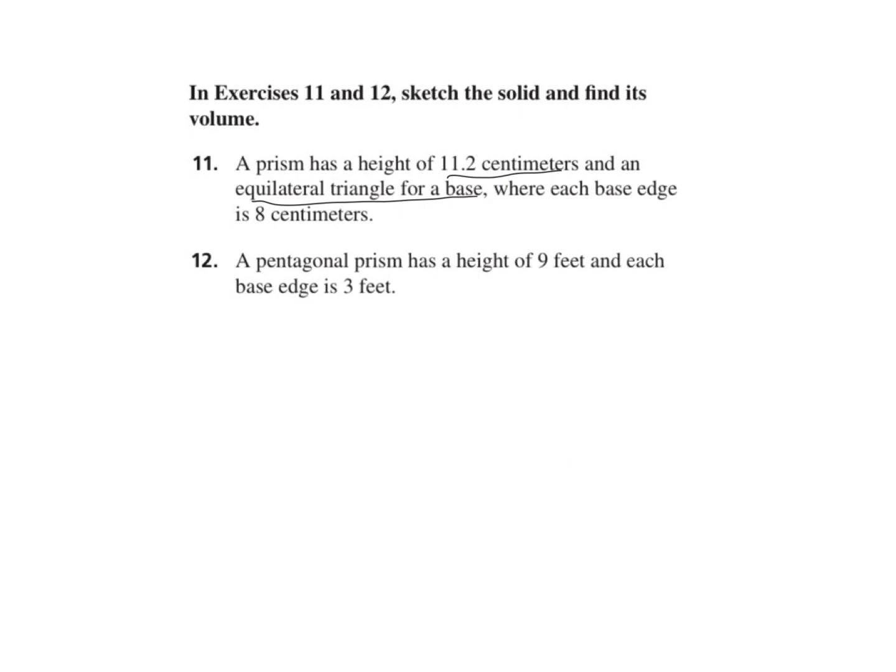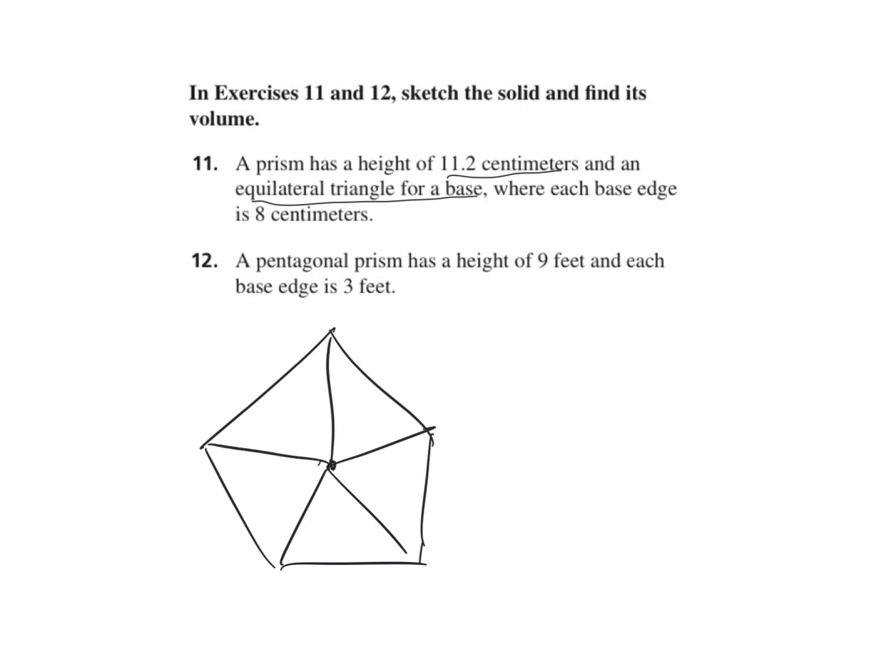A pentagonal prism. So first of all, let's talk about how to get this. The answer is 139 something, I think. So here's how you actually do this. If you make triangles from the center, that means there's 5 identical triangles. So if I take 5 times the area of a triangle, 1/2 base times height, that would give me the whole area of this pentagon times the height of the prism. Okay, so the height of the prism is 9, and the base edge is 3.